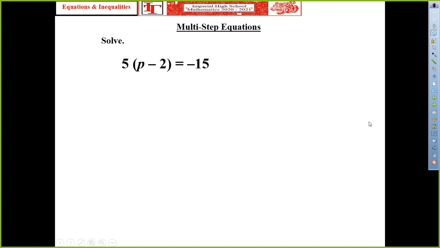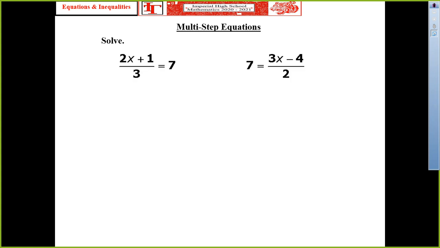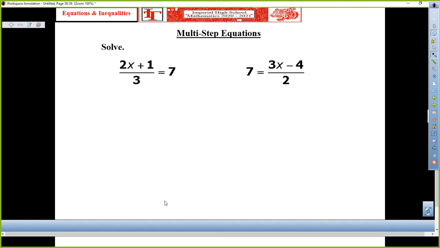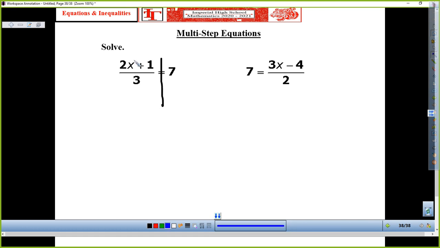It says solve multi-step equation, and then we have 2x plus 1 divided by 3 equals 7. So to solve this one, once again, I need to simplify each side. If I draw a line down here, let's see. I need to leave the x by itself. Can I simplify any more? No. I need to use inverse operations. I have addition and I have division.